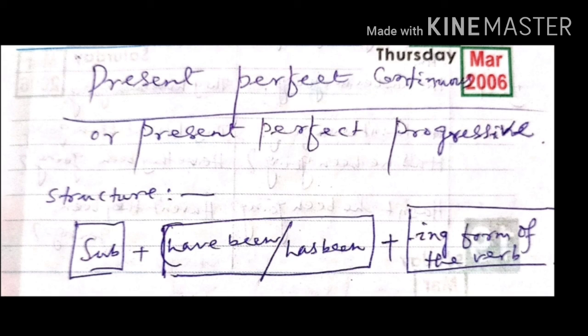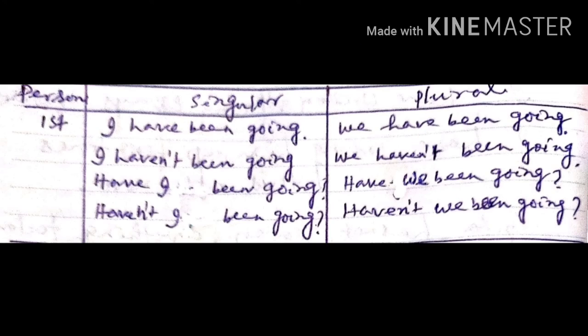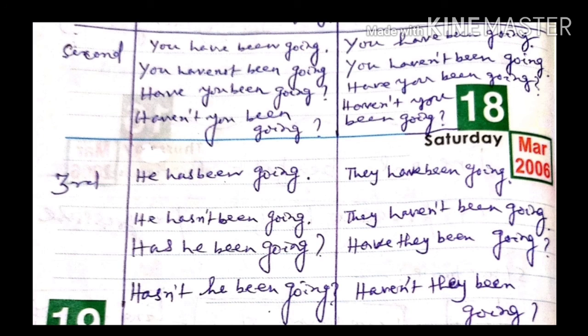Now we'll discuss the present perfect continuous or present perfect progressive form. The structure is subject plus have been or has been plus ing form of the verb. Has been is used for third person singular number only. For example, I have been going, we have been going, I have not been going, we have not been going, have I been going, have we been going, haven't I been going, haven't we been going, you have been going, you have not been going. Have you been going? Haven't you been going?